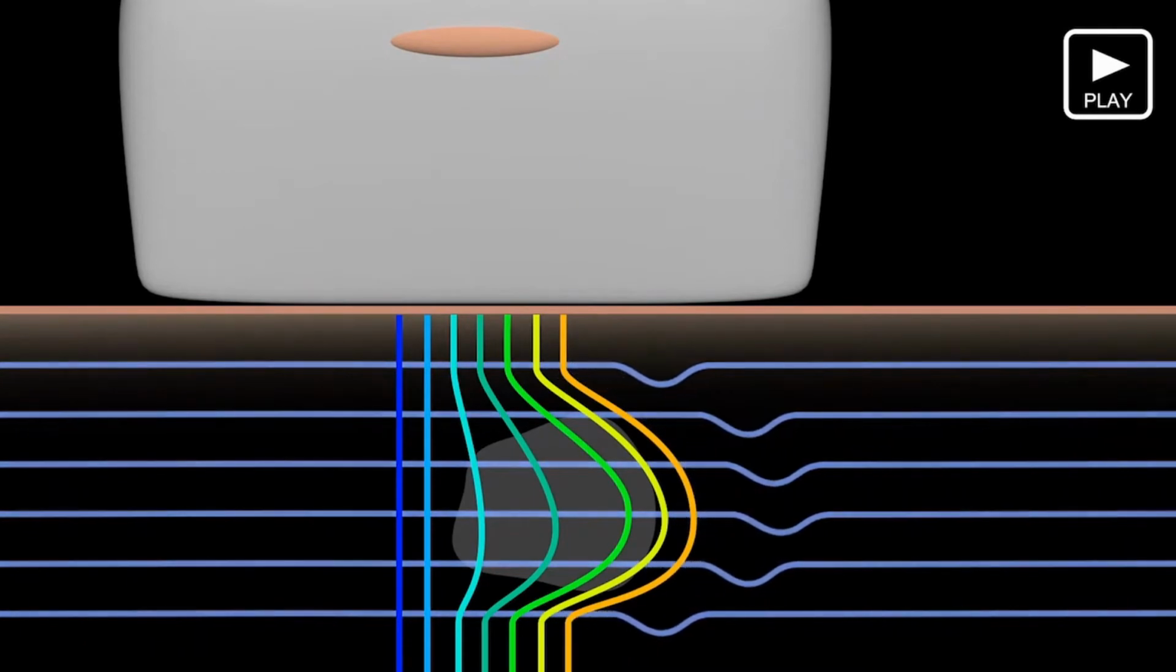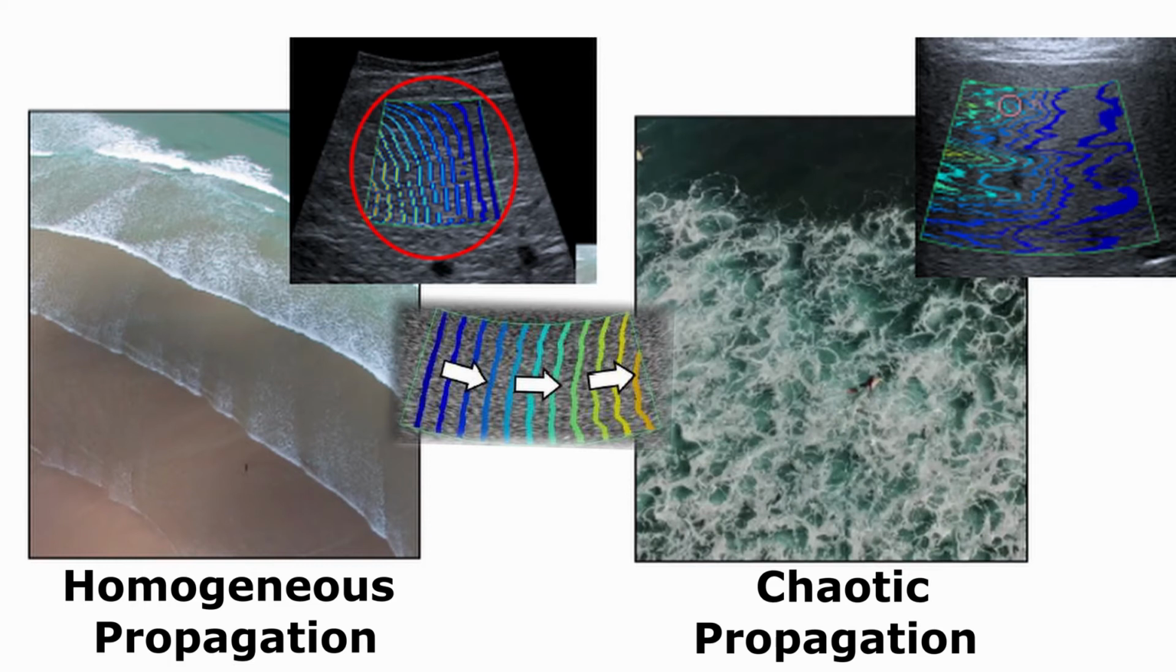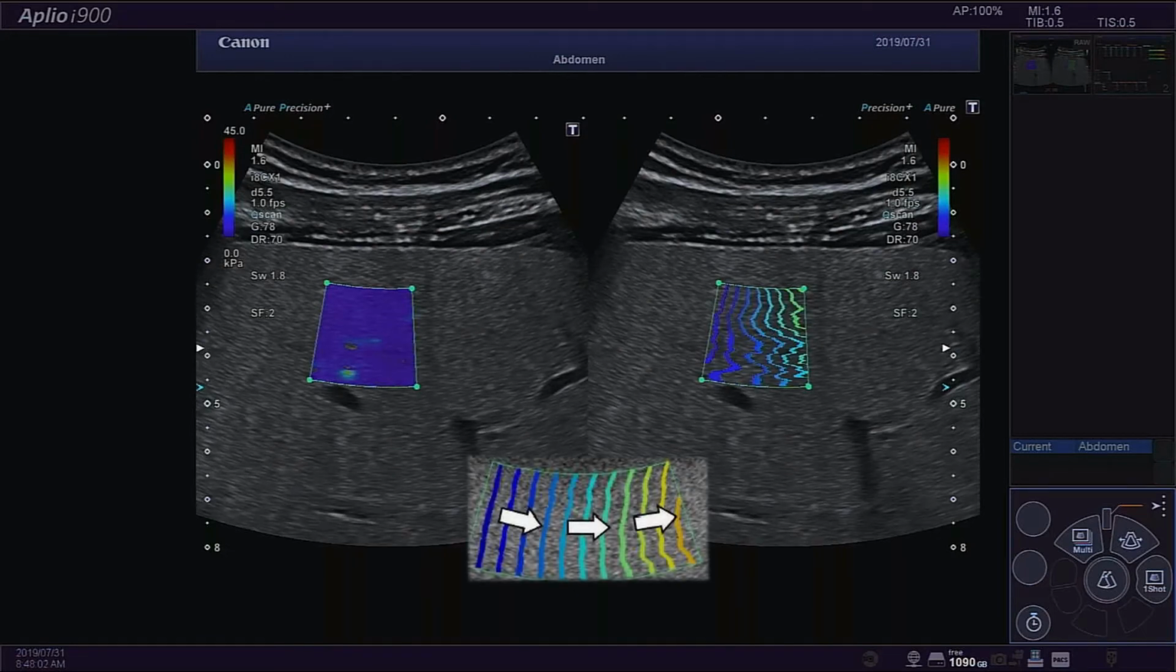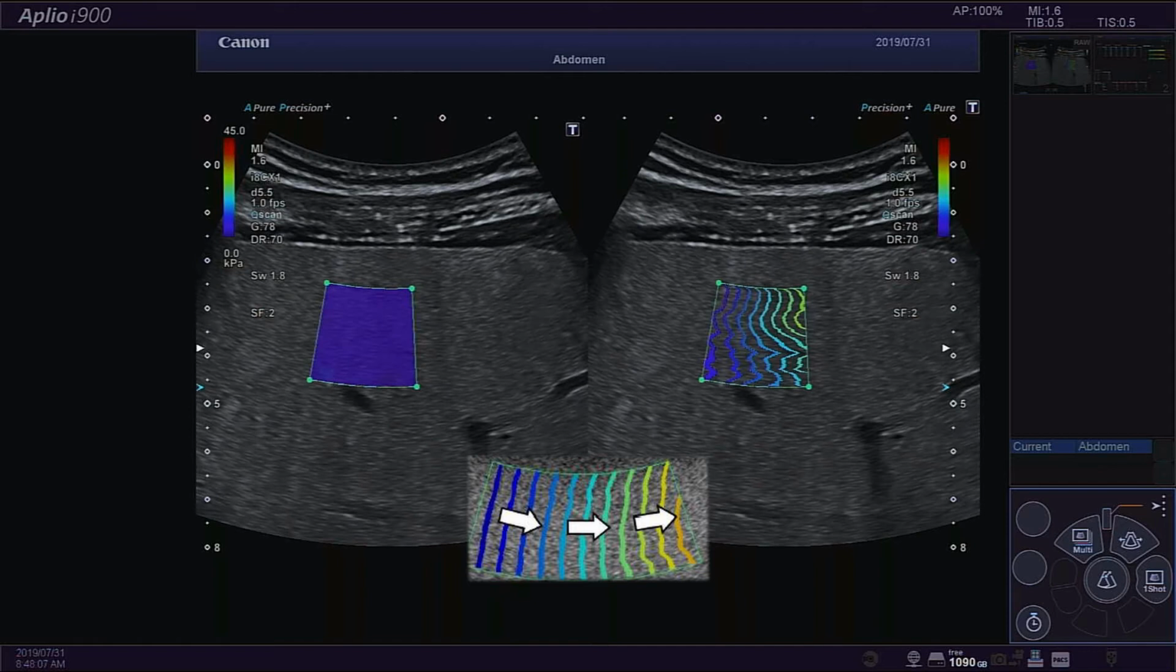This brings us to a unique point of Canon 2D shear wave, the propagation mode. This mode displays the shear wave propagation profile in real time, and this in parallel with the elasticity mapping. This allows us to ensure the profile uniformity that must be the case in a homogeneous tissue like the liver.